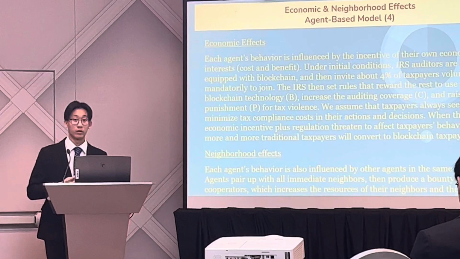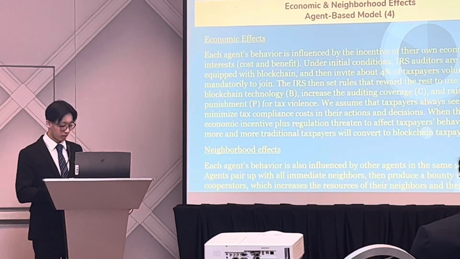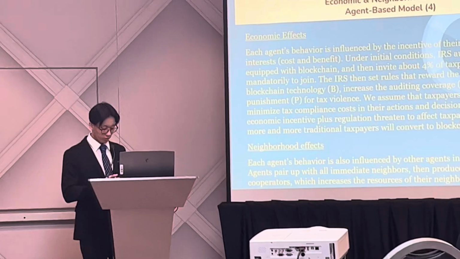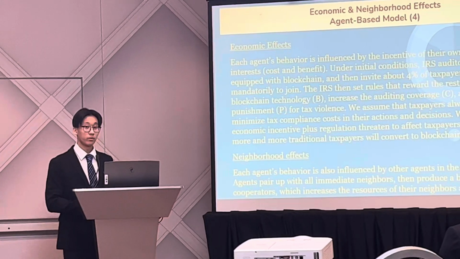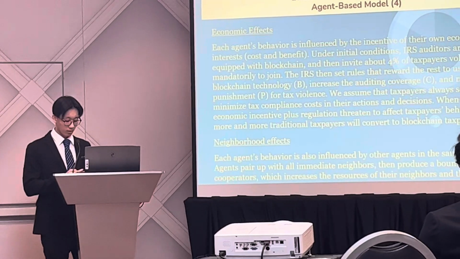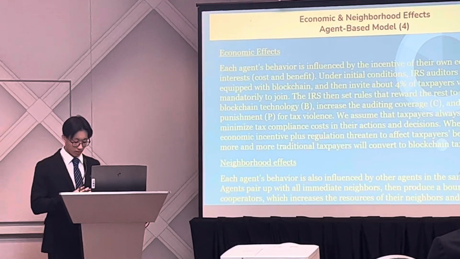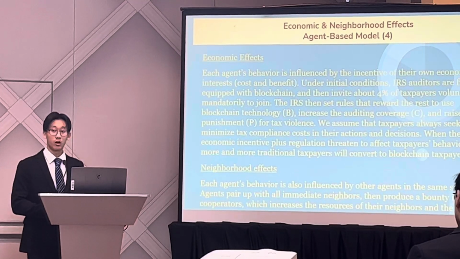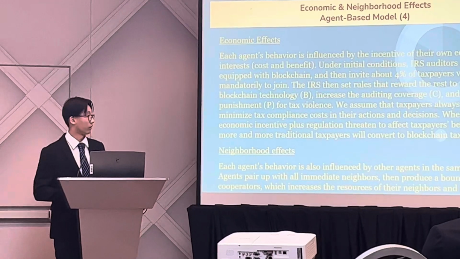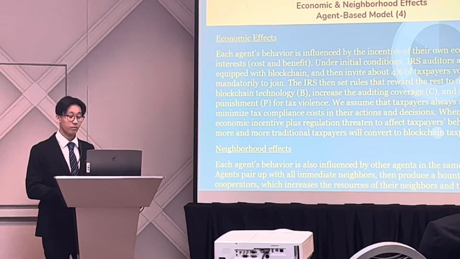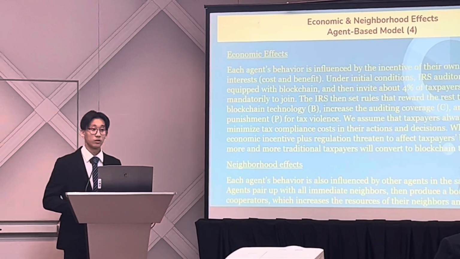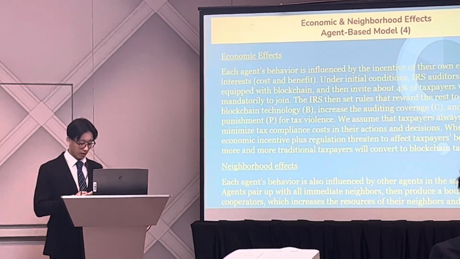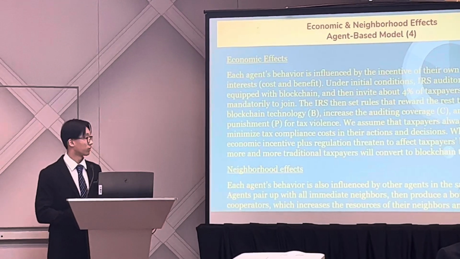So each agent's behavior is influenced by the incentive of their own economic interests, called cost and benefit, and under initial conditions, auditors are first equipped with blockchain and then invite about 4% of traditional taxpayers voluntarily or mandatorily to join. Then the IRS sets rules that reward the rest for using blockchain, increase the auditing coverage, and raise punishment for tax filings. We assume that taxpayers seek to minimize tax compliance costs in their actions and decisions, and when economic incentive plus regulation affects taxpayers' behavior, more and more taxpayers will convert to blockchain.